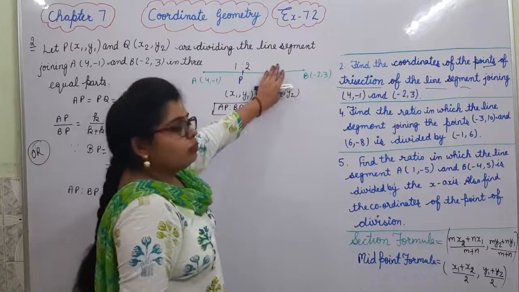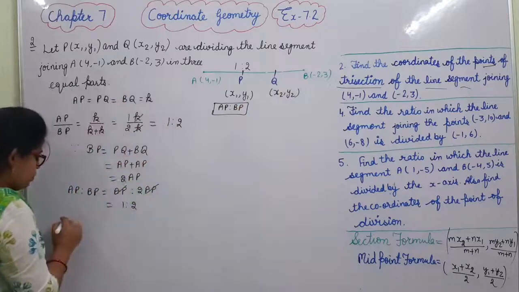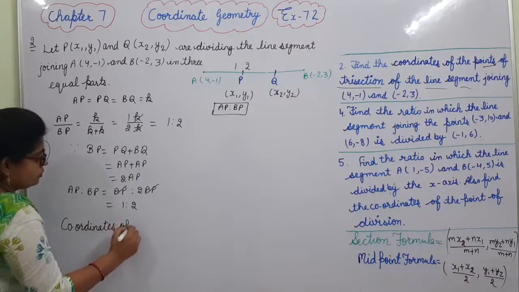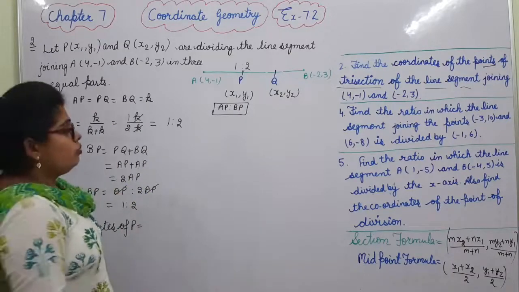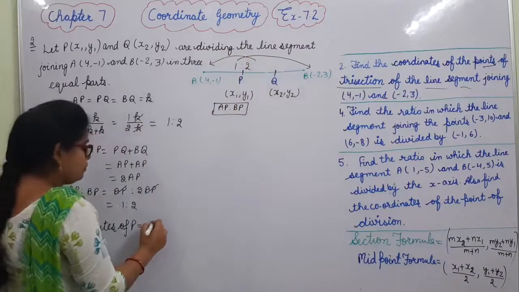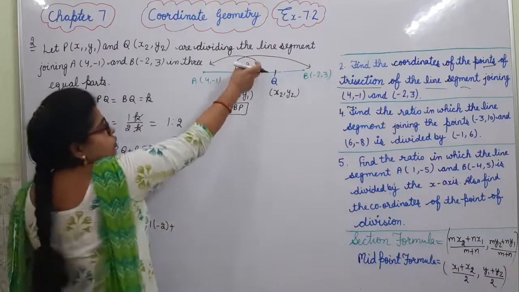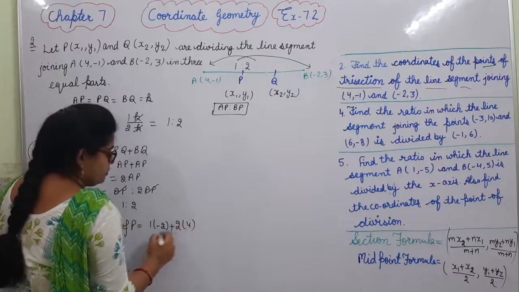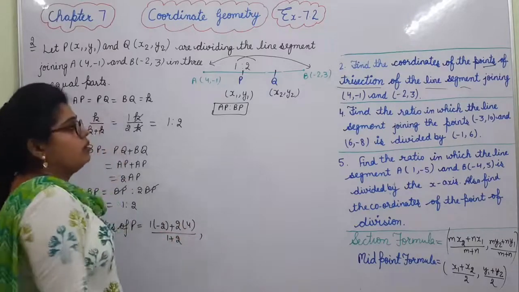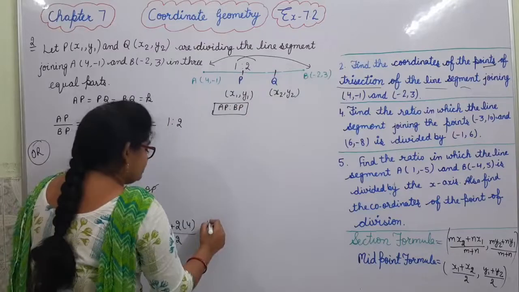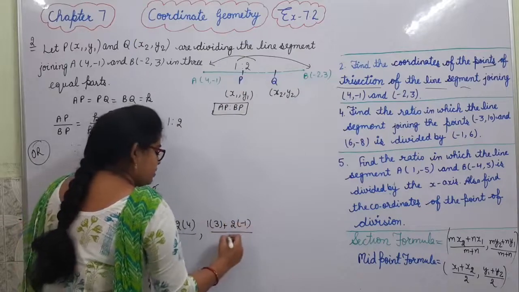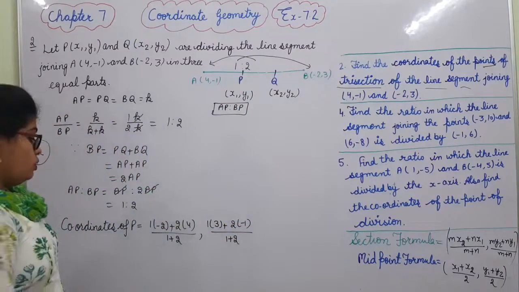For this we will hide the point Q. Now we will find the coordinates of P. Coordinates of P. Again we will do cross multiplication here. 1 into minus 2 plus 2 into 4, divided by the sum of ratio, meaning 1 plus 2, comma 1 multiplied by 3 plus 2 multiplied by minus 1, and it is divided by 1 plus 2. From here solve it.